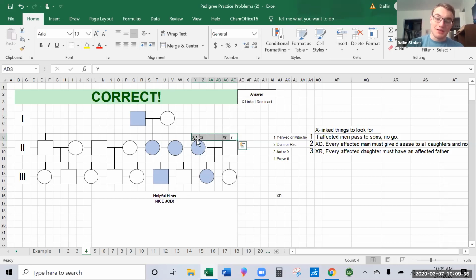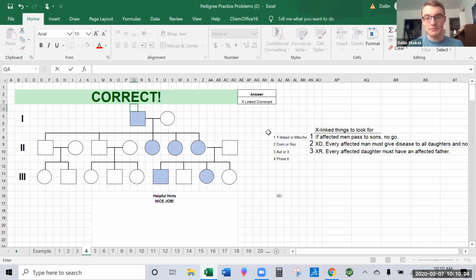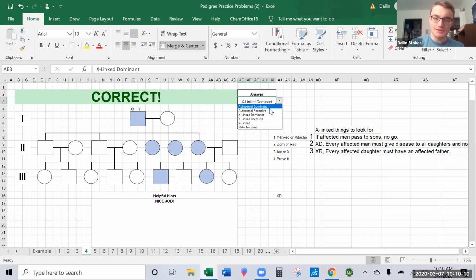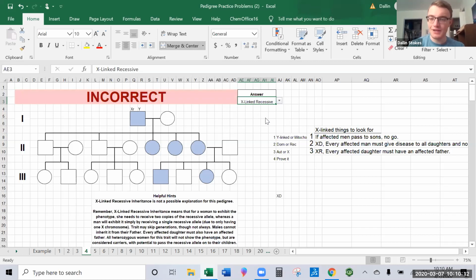This is a better example to demonstrate step 4. We had decided it was X-linked recessive, then that would mean this man would have to have an X little r, right? So let's presume that this is X recessive. This man would have to have an X little r and a Y.